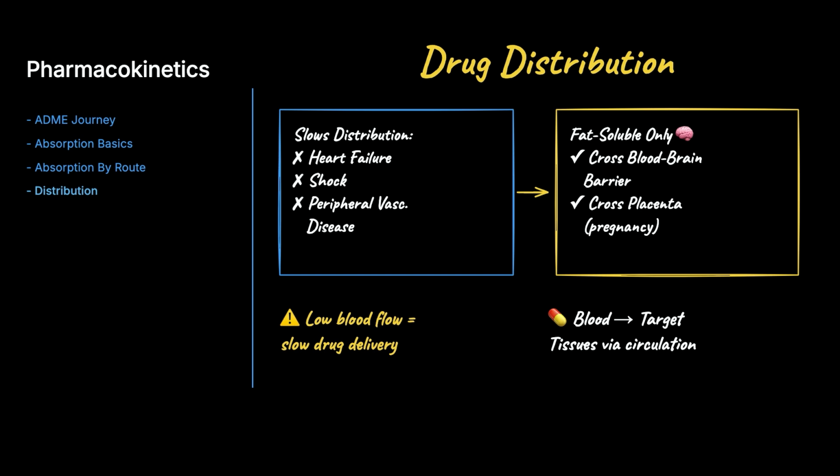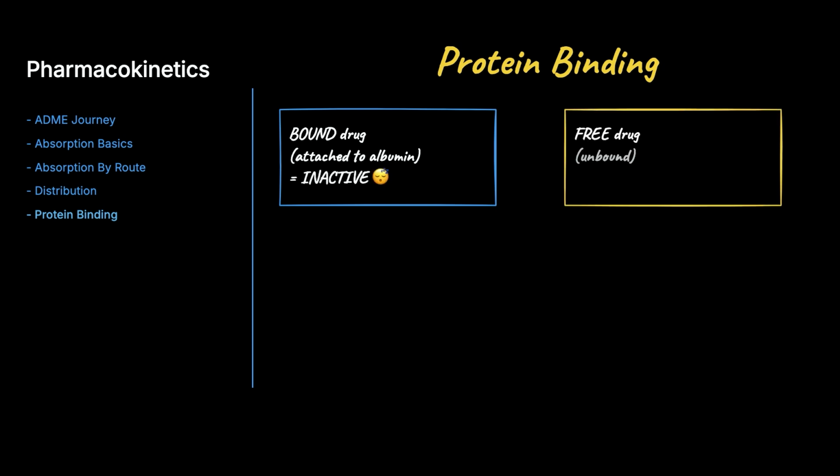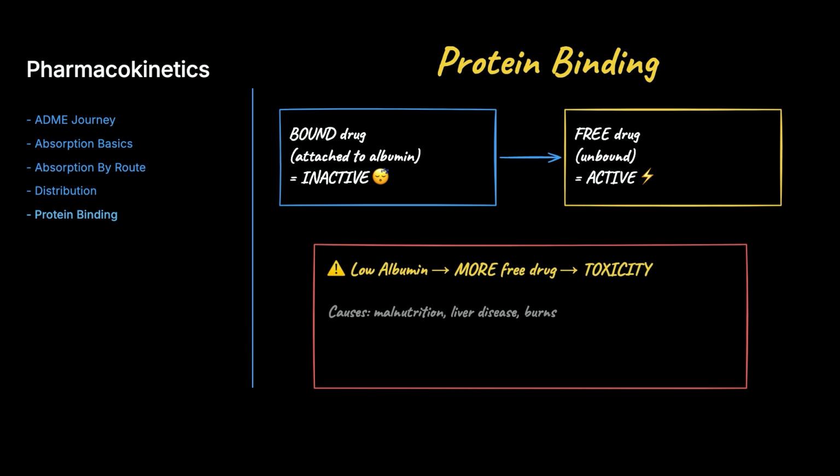Now, here is a detail examiners love. Many drugs travel while attached to plasma proteins, mainly albumin. Only the free, unbound portion of the drug is active, while the bound portion sits idle. When a client has low albumin from malnutrition, liver disease, or burns, more free drug circulates, raising the risk of toxicity at a normal dose.